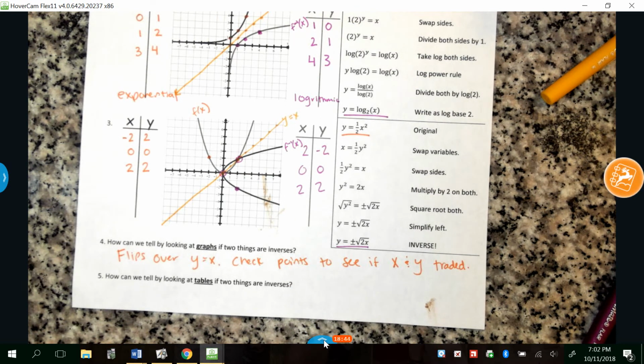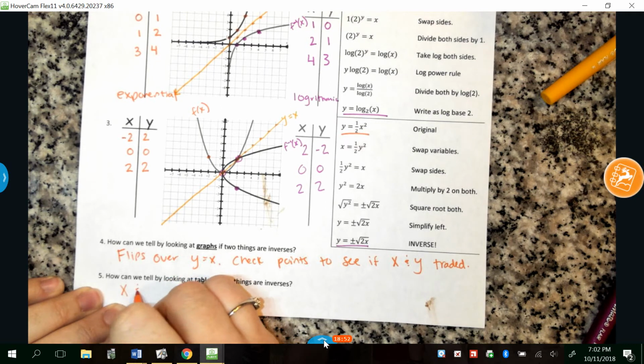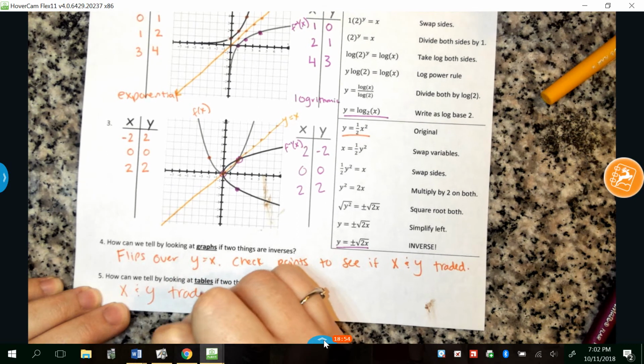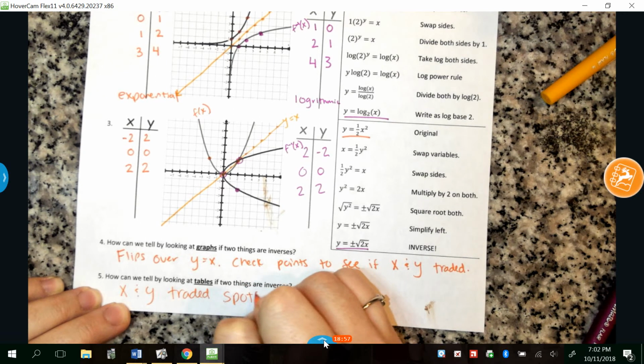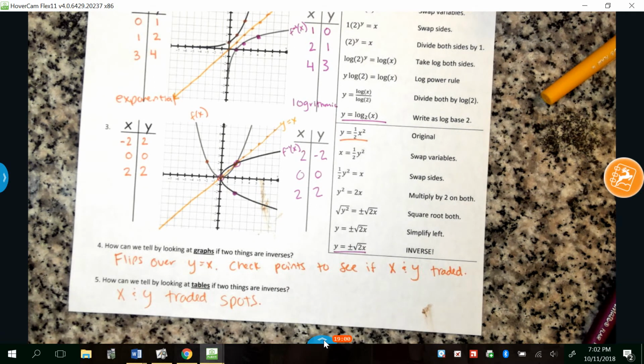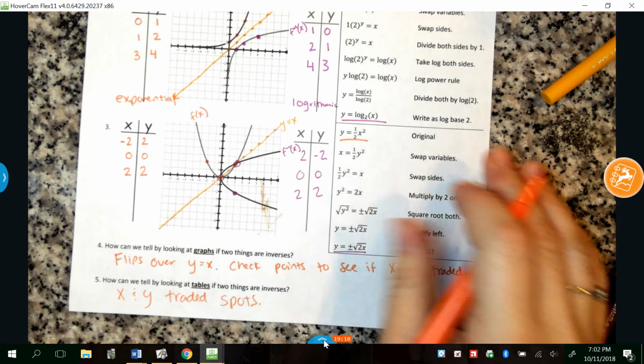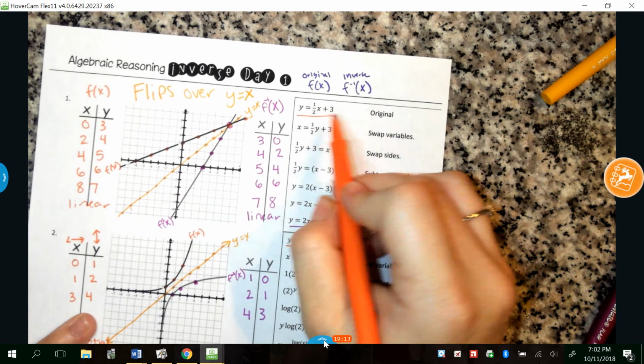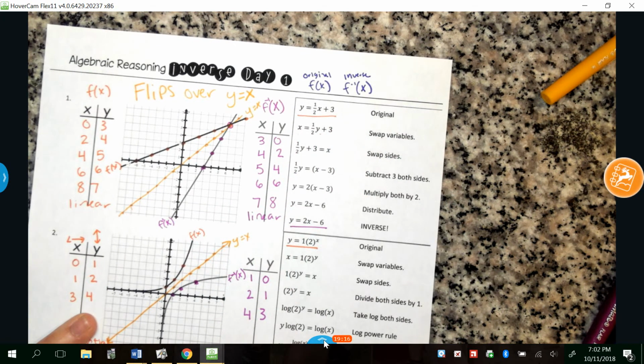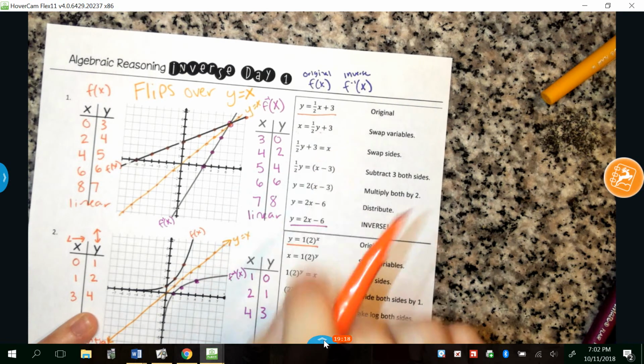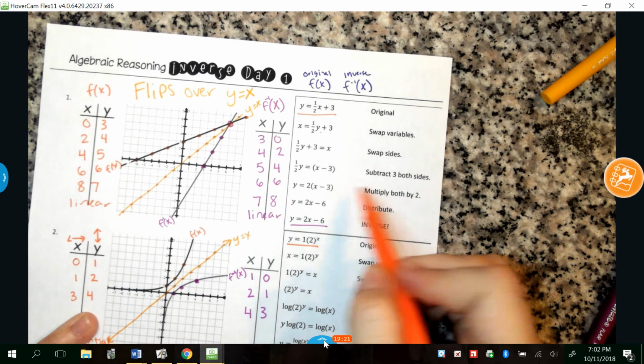Then it says how can we tell by looking at tables if two things are inverses? This is pretty simple. Just make sure that x and y traded spots. So almost done, and you'll have a little bit of free time. Now, just looking at the equations. Remember, you swap your variables, just like we said on the notes page. And then you always swap sides, so that y is on the right side. And it's showing you how.